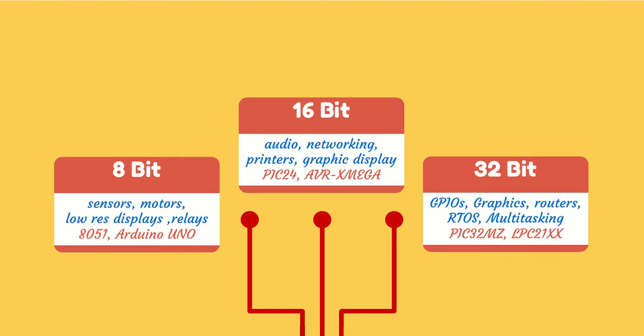is again used by industry, and mostly the audio processors like MP3 players, some older printers and graphic displays still use 16-bit microcontrollers. The 32 bits are not very common. They are again used by industries, not by project enthusiasts. The 32-bit microcontrollers are widely replaced by SBCs.